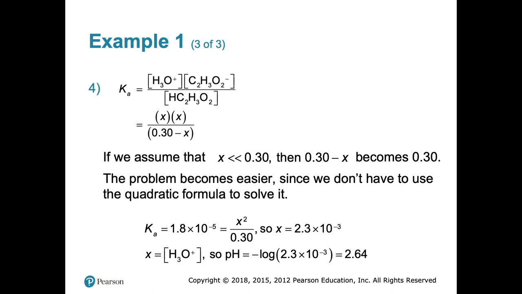And the thing about it, though, is that just gives you the hydronium ion concentration. The problem asks you for the pH. How do you get the pH from the hydronium ion concentration? You take the negative log of the hydronium ion concentration, and you get the pH.